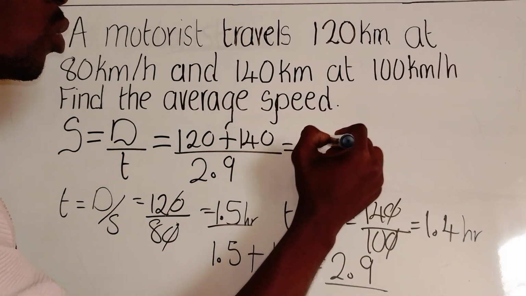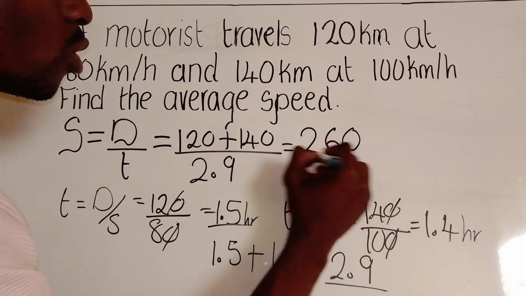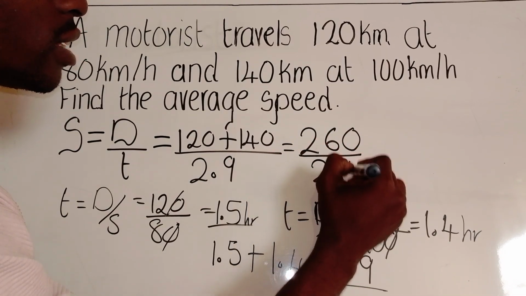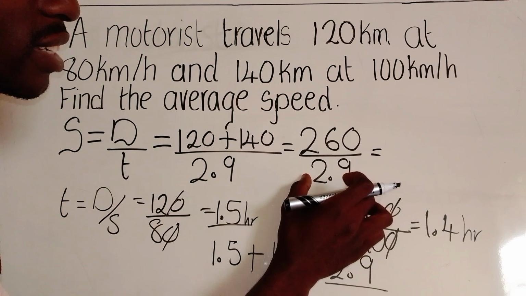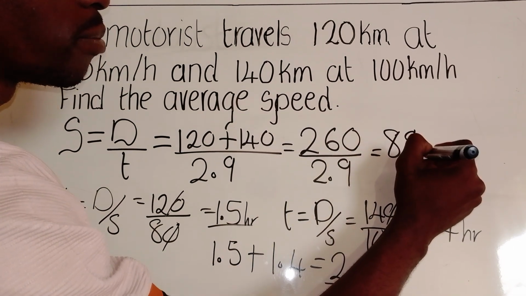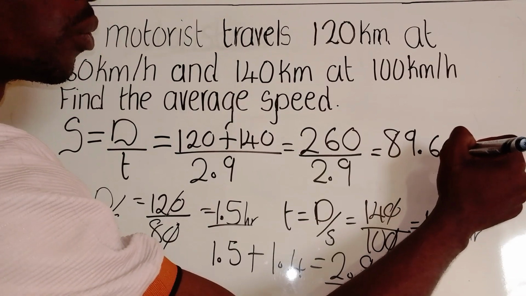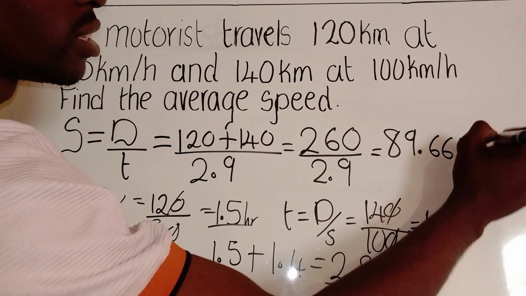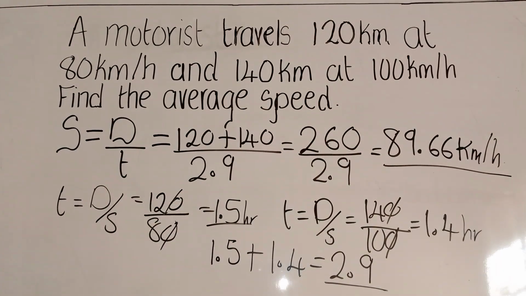So now once you add the two distances, what will be the answer? It will be 260 over what? Over 2.9. So once you divide this number into this one, you're going to get 89.66, which is what? Kilometers per hour.